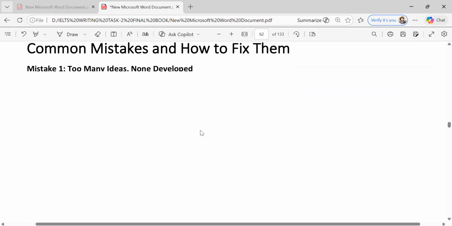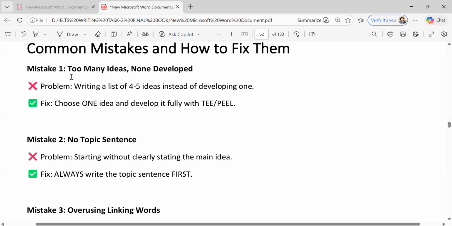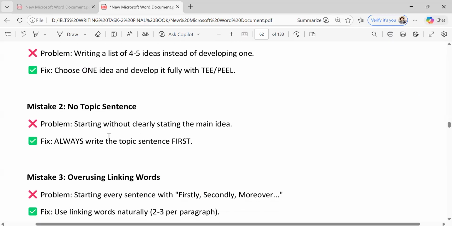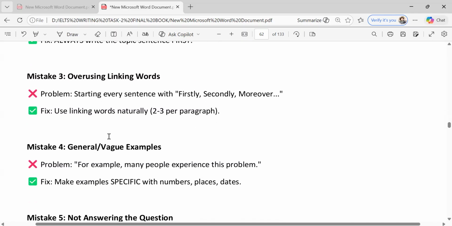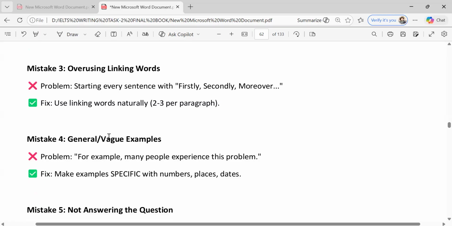And there are some common mistakes you need to avoid in main body paragraphs. First of all, too many ideas and none developed. Yesterday we talked about that. So make sure you don't write a list of shopping, but what is better? Just choose one idea and then develop it fully with the T or P method. Another point: in a paragraph, there is no clear topic sentence, so include a clear topic sentence. And then overusing linking words, never overuse linking words. Why? Because I told you it seems unnatural and the examiner won't give you a score.